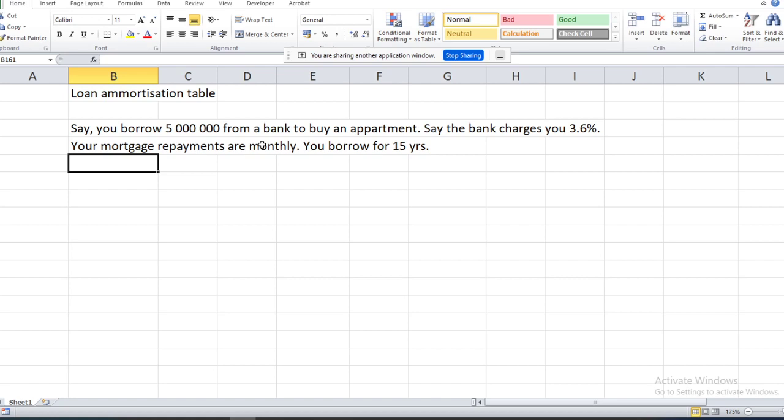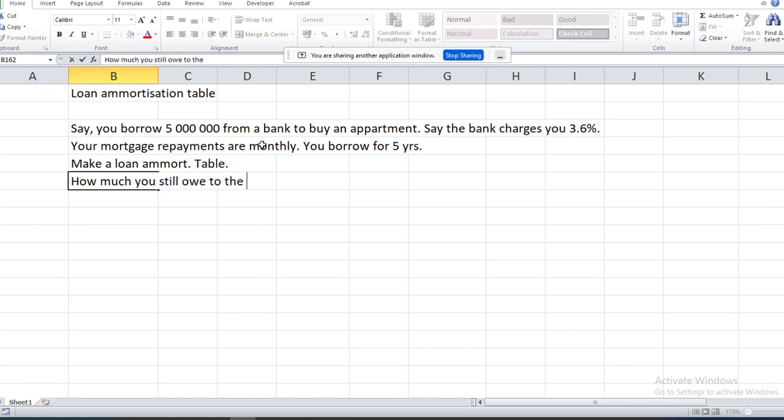Let's have a couple of questions here. This table is going to be huge. That's 15 times 12. That's many rows. So let's say you just borrow for 5 years, okay? Make a loan amortization table, and how much you still owe to the bank after, let's say, 3 years. These two questions.